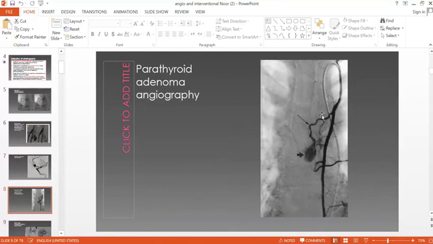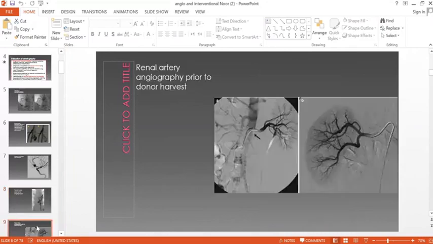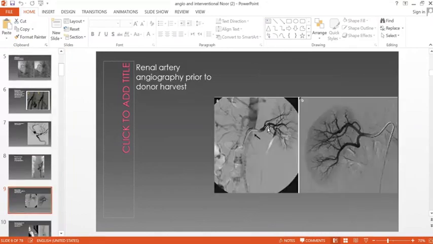This is the role of angiography in the detection of vascular tumors that sometimes are occult by other radiological investigations. This is a case of parathyroid adenoma, which is very nicely depicted as a blush of contrast because of its avid vascularity in this angiography of the neck. And this is the role of angiography in the assessment of the renal transplant in a patient who wishes to donate the kidney, a donor assessment for the branches of the renal artery.